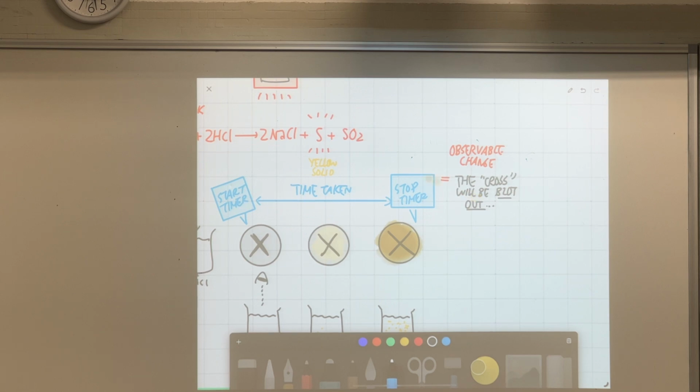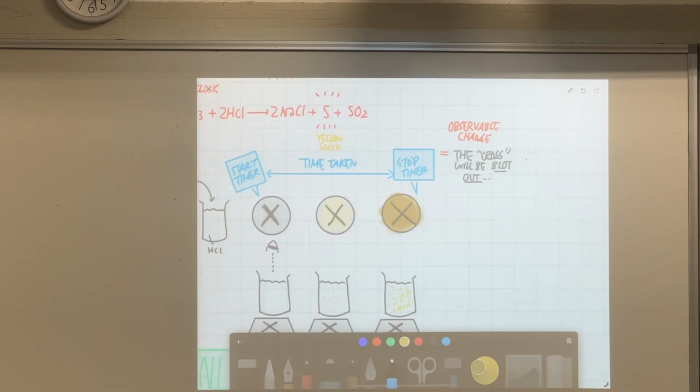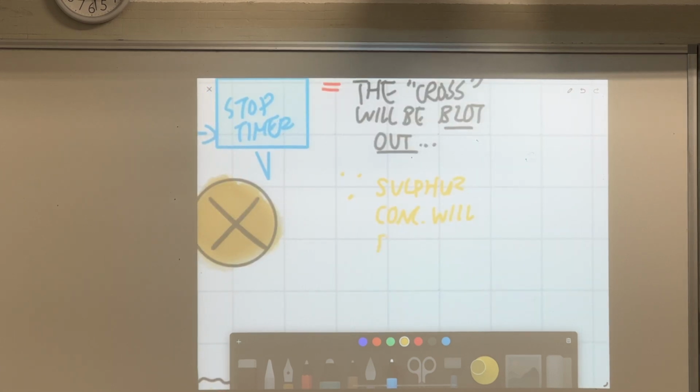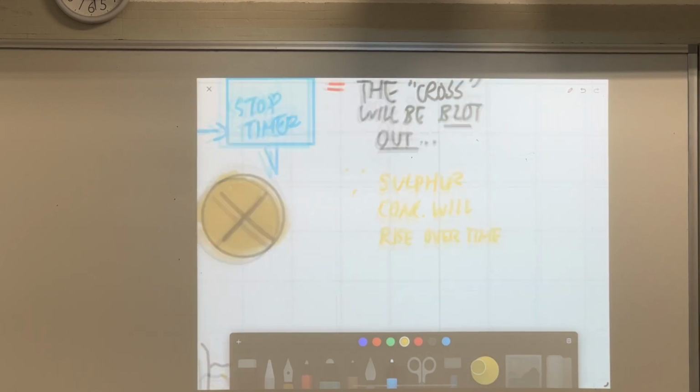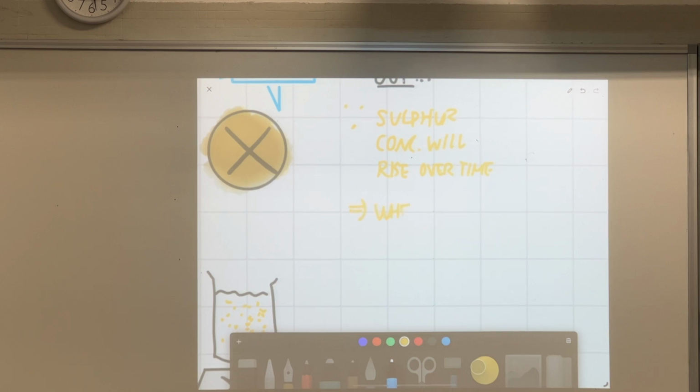Okay, so why is that? Because the sulfur concentration will rise over time. Eventually, when the concentration gets high enough, remember sulfur is S8, it will mask the cross.